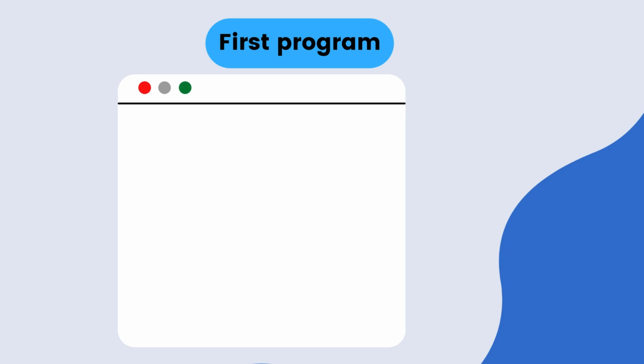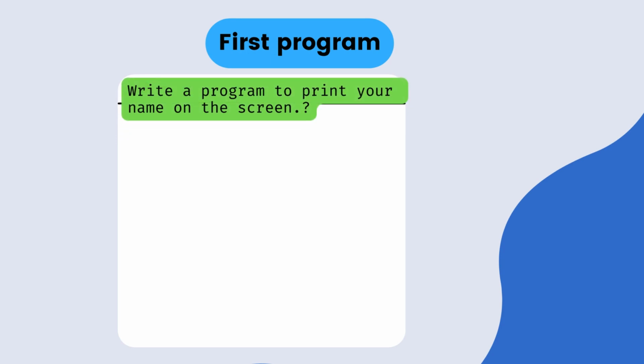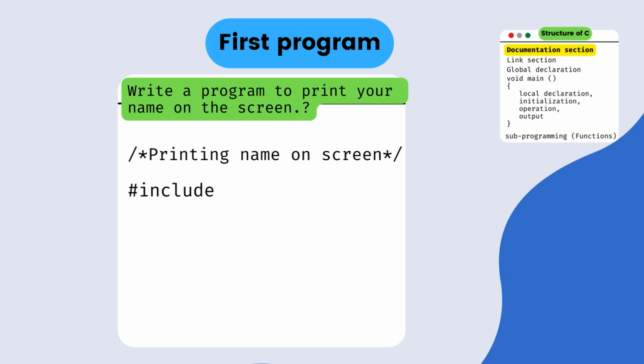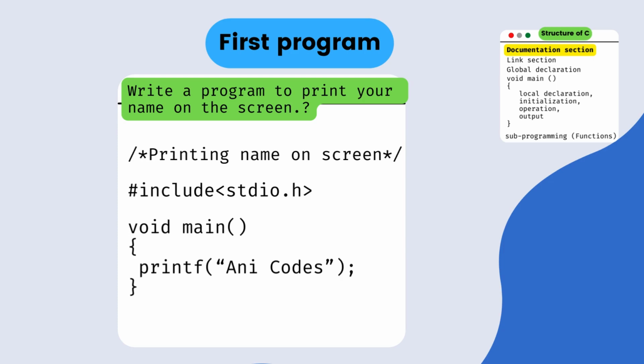Now, we'll create our first program to print your name on the screen. Before writing the program, think about what's needed for inputs and outputs to accomplish this task. We'll adhere to the structure of C programming, starting with the documentation section where we title the program as printing name on screen. Then, we include the standard input-output library using #include stdio.h. Since no variables are necessary for this task, we proceed directly to the printing step. To print the name on the screen, we'll use the statement printf, Ani Codes. This single line will display the name on the screen.